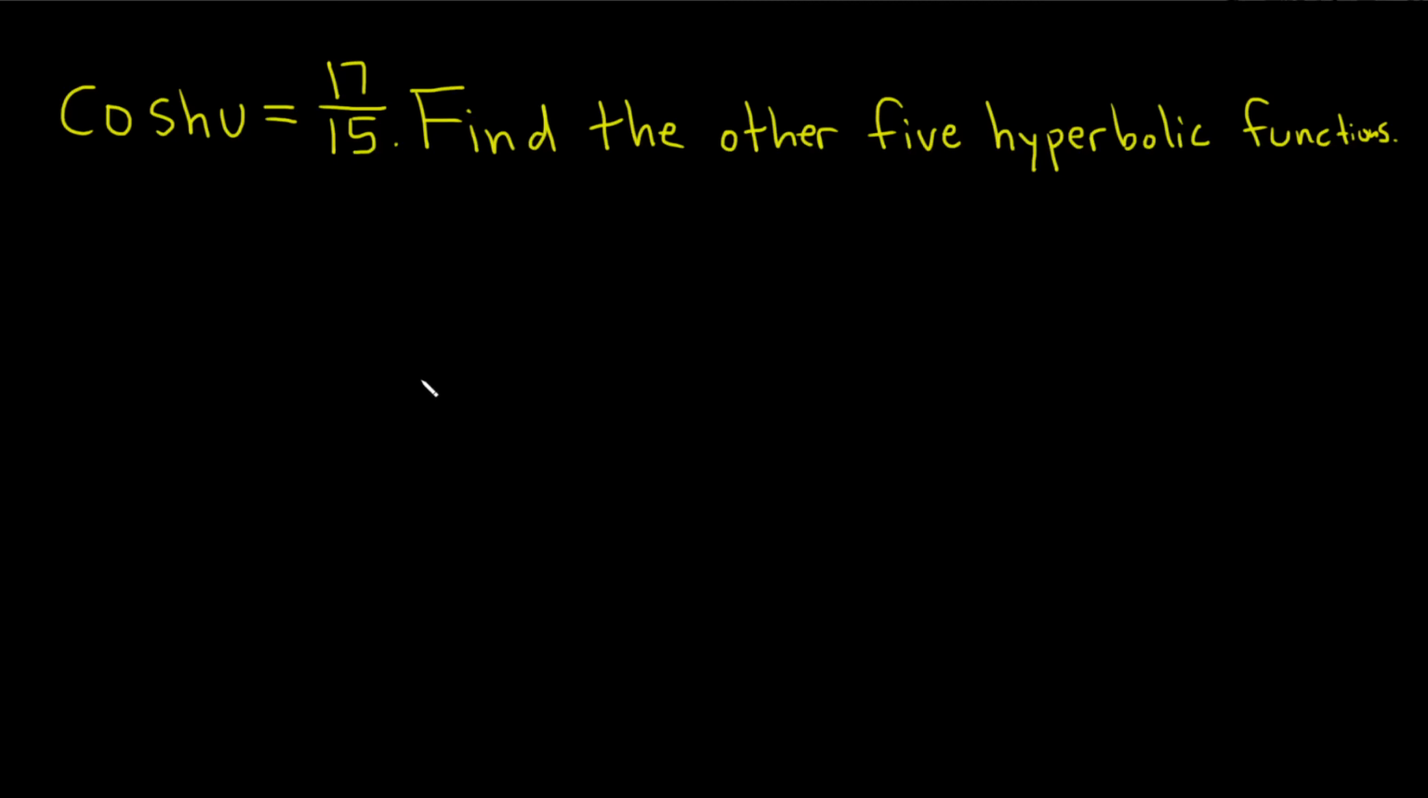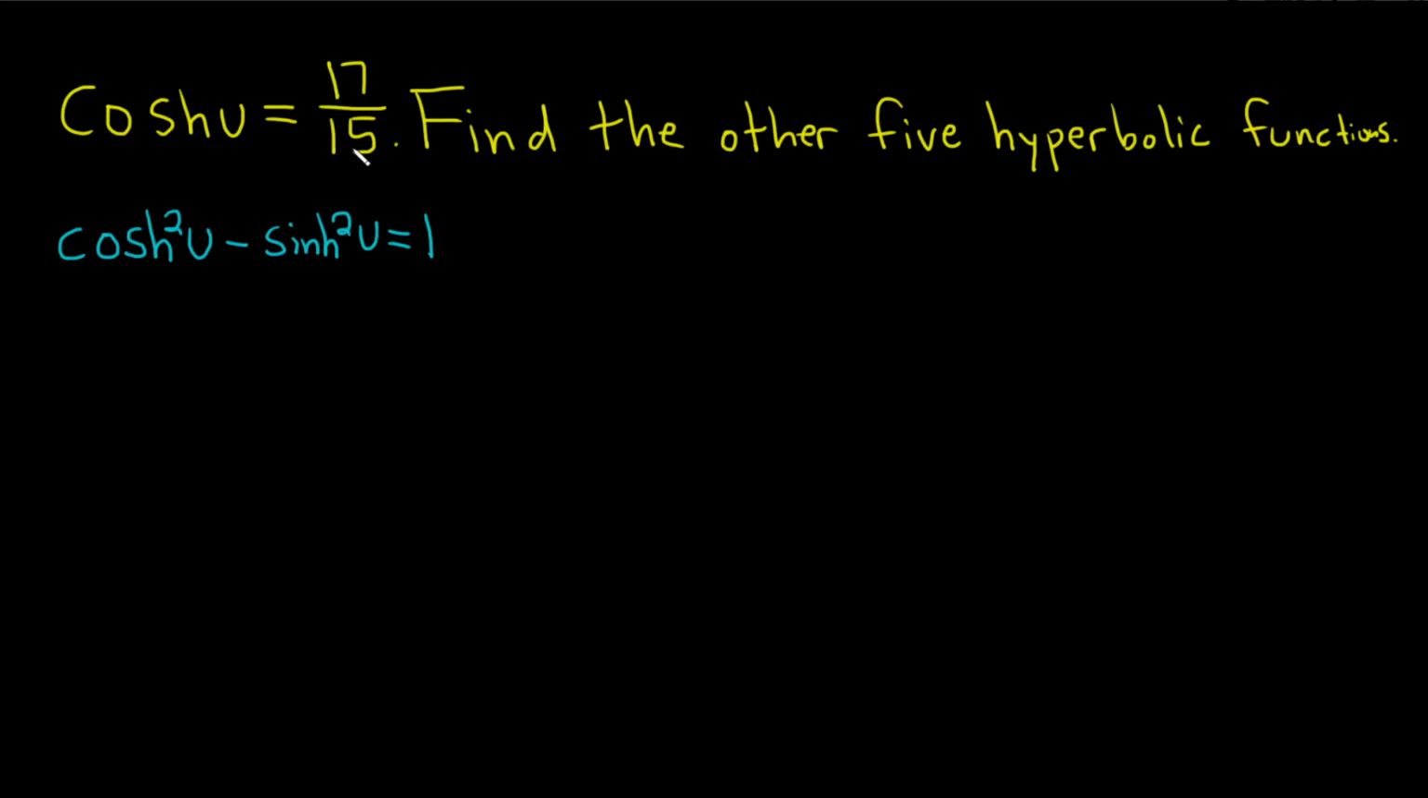In this problem, we're given that the hyperbolic cosine of u is equal to 17 over 15, and the question is to find the other five hyperbolic functions. So we'll start by using the identity cosh squared of u minus sinh squared of u equals 1. So we can use this identity to find sinh. Once we find sinh, it's pretty easy because we can find the other ones.